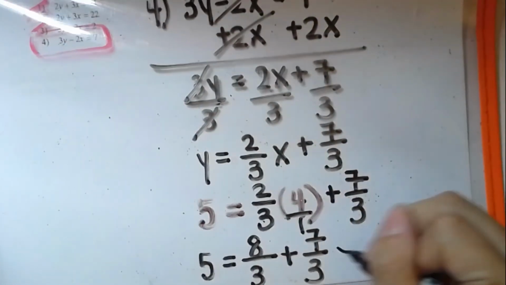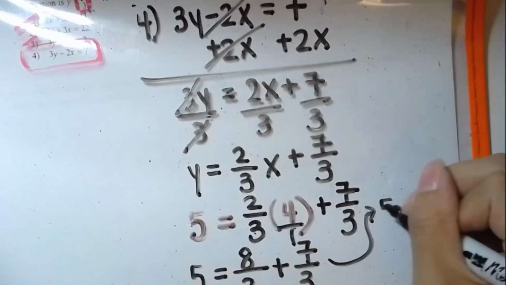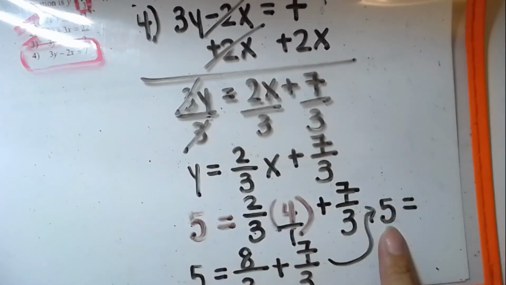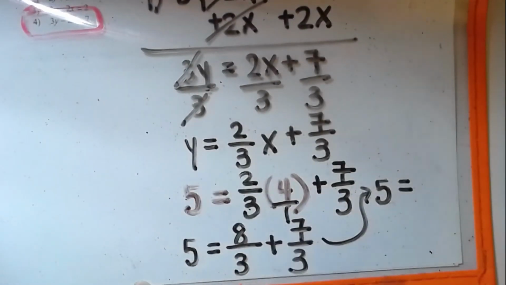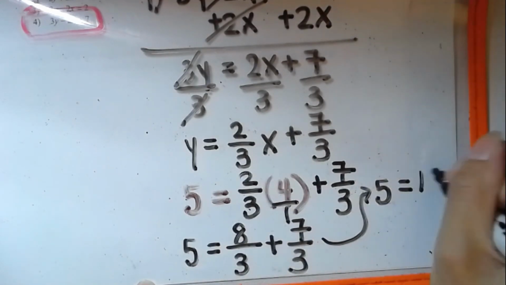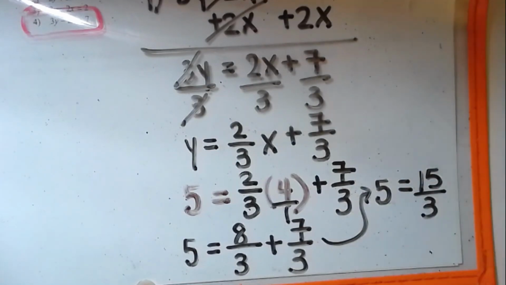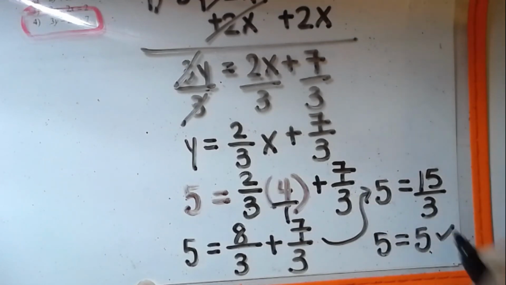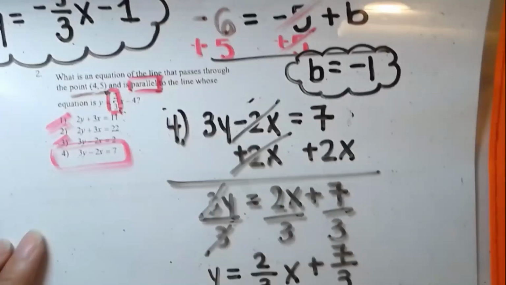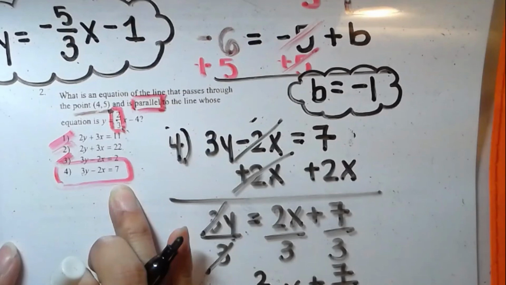Let's bring it over here. Well, on the left side I still have 5. On the right side I have 8 plus 7, which is 15. And 15 over 3 is, in fact, 5. So 5 is equal to 5. And that is how we're going to prove that's answer choice 4.